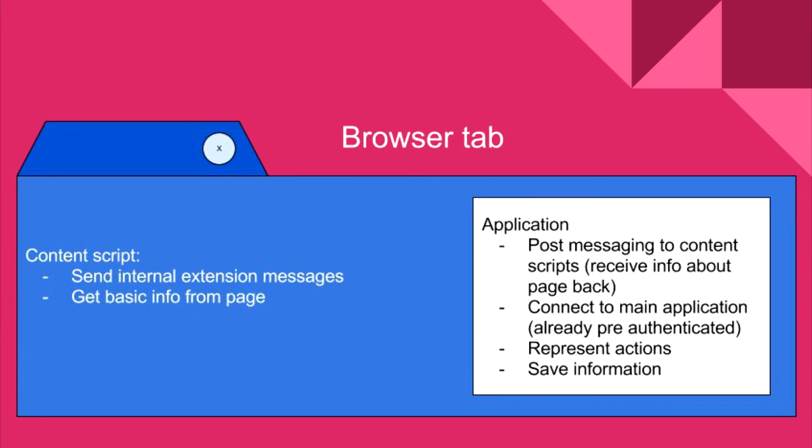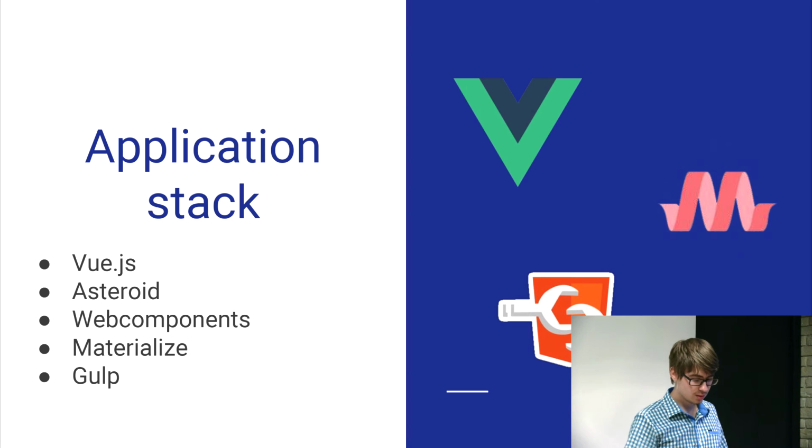And our application, for example, has post messaging to the content script and connects to the main application already pre-signed, because we can sign in in the pop-up message and get a connection already pre-signed via DDP by this application. And there we can represent quick actions which we have, and save information. And at the last, we have the application stack, which is Vue.js, Asteroid, Web Components, Materialize, and Gulp.